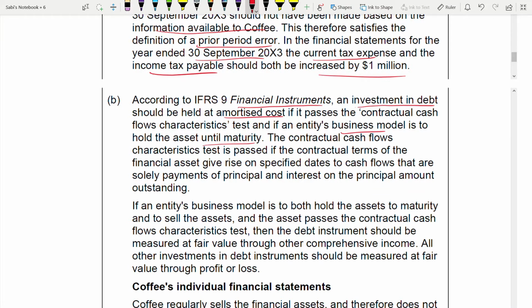These are some keywords that have to be there. The contractual cash flow characteristic test is passed. You're holding it. And the contractual terms of the financial asset give rise to specified cash flows that are solely payments of principal and interest on that principal amount. If these two things are there and the cash flow characteristic test is passed, that means you have a contractual right to receive cash from a financial asset on some specified date, then it's a financial instrument. It's an investment in debt, right?